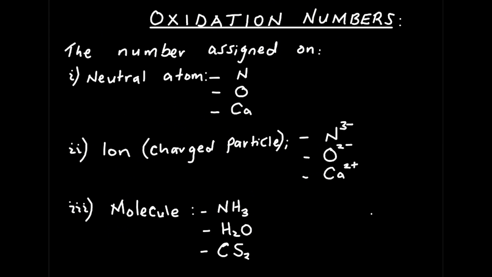Oxidation can therefore be defined in terms of oxidation numbers. What is an oxidation number? The number assigned on a neutral atom, e.g. on a nitrogen, is its oxidation number. In this case, electrically neutral and therefore 0. For calcium, also it's 0. So the oxidation number in neutral atoms is 0, implying they are electrically neutral.